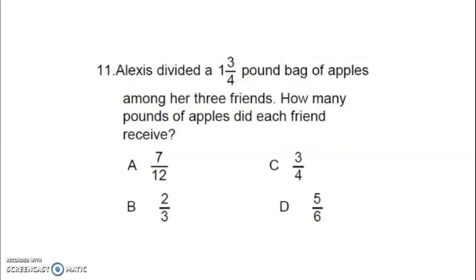Number 11. Alexis divided a 1 3/4 pound bag of apples among her 3 friends. How many pounds of apples did each friend receive? A. 7/12. B. 2/3. C. 3/4. D. 5/6.